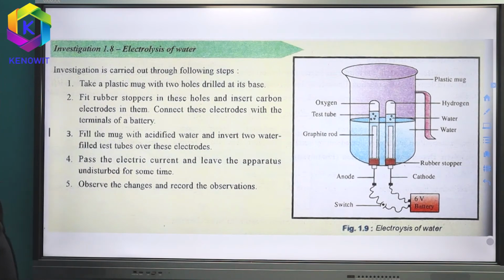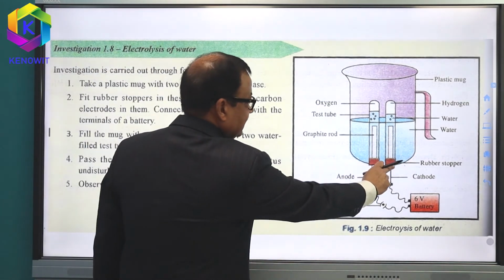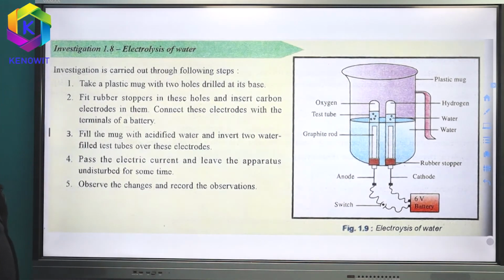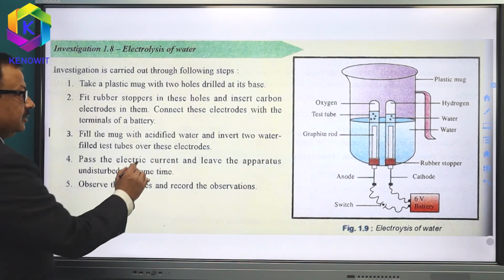Then this is very, very important: electrolysis of water. So take a plastic mug with 2 holes drilled at its base. Fit rubber stoppers in these holes and insert carbon electrodes in them. Connect these electrodes to the terminals of a battery. Fill the mug with acidified water.